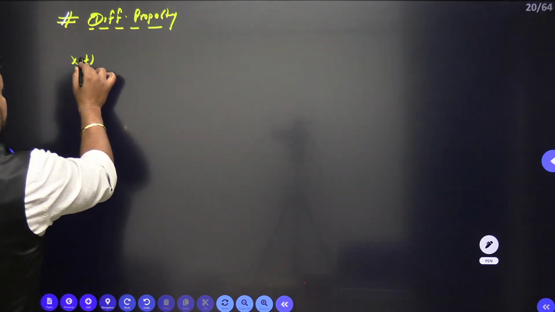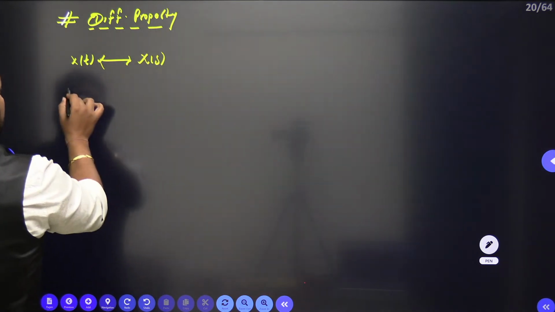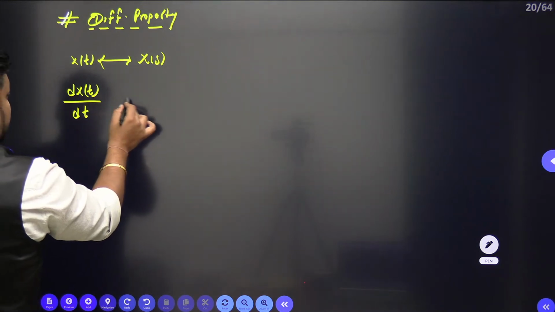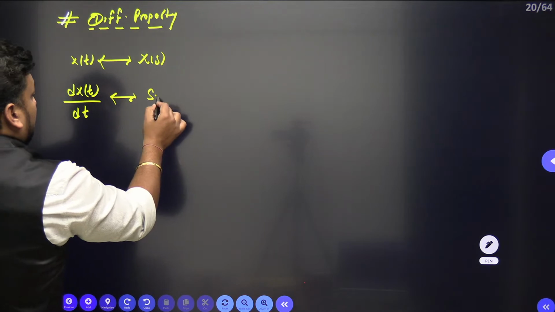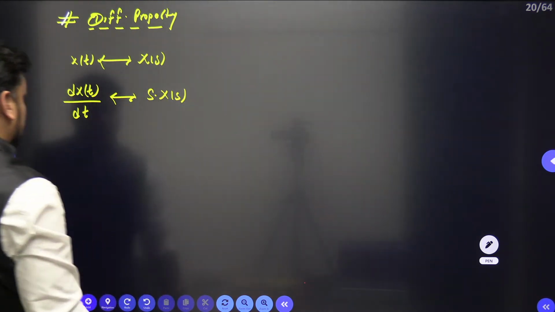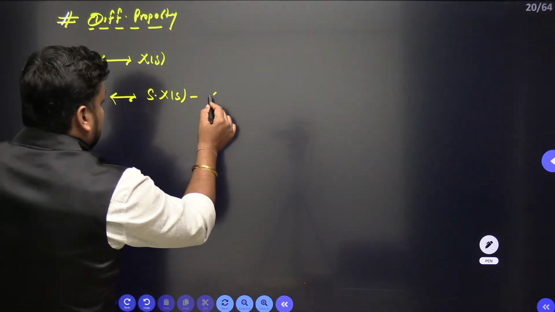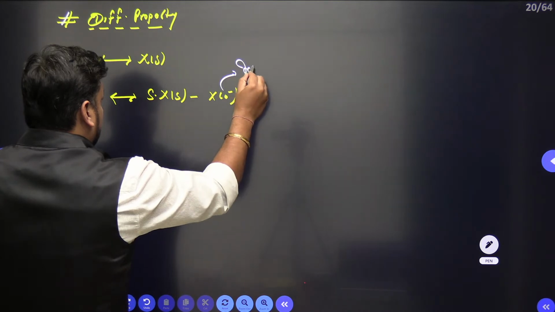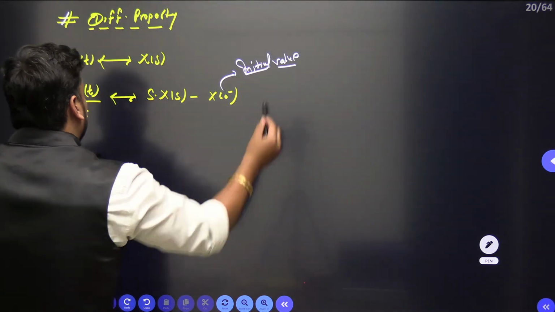Sir says that if x(t) has the Laplace transform X(s), then dx(t)/dt, just like the Fourier transform property, has the Laplace transform sX(s) minus x(0 minus). It represents the initial value.